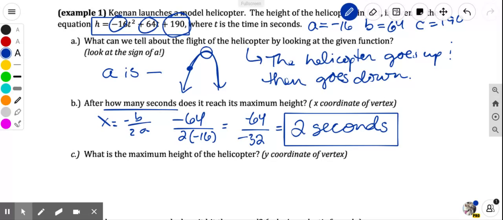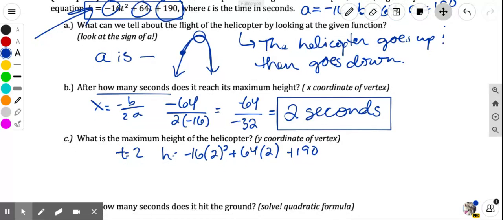Okay, C is what is the maximum height, which is the y-coordinate of the vertex. So what we're going to do here is take t equals 2 and plug it into the equation. So we're going to have h equals negative 16 times 2 squared plus 64 times 2, we're just plugging into it, plus 190.